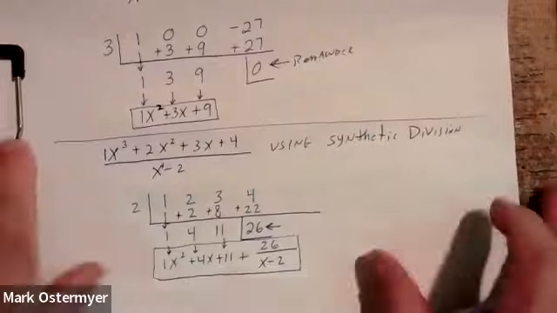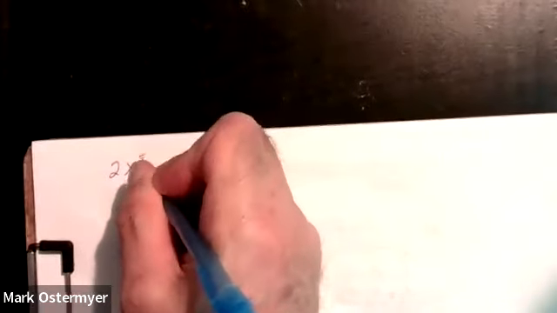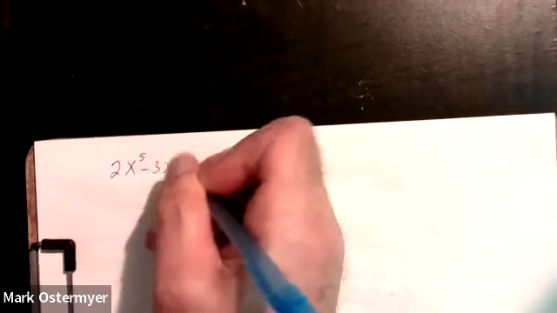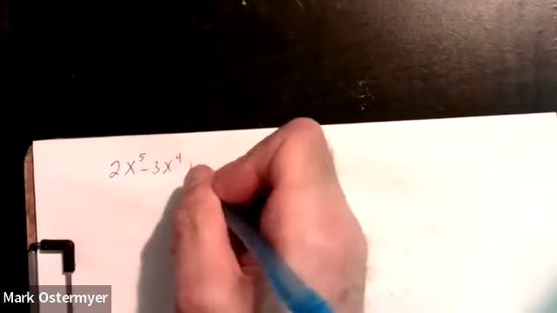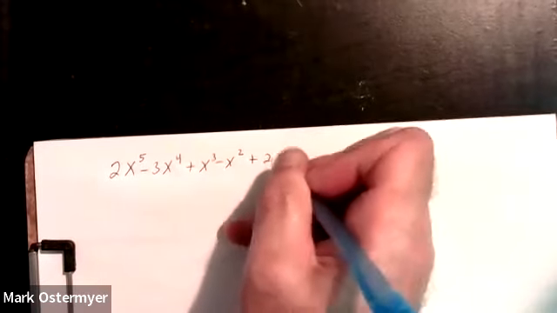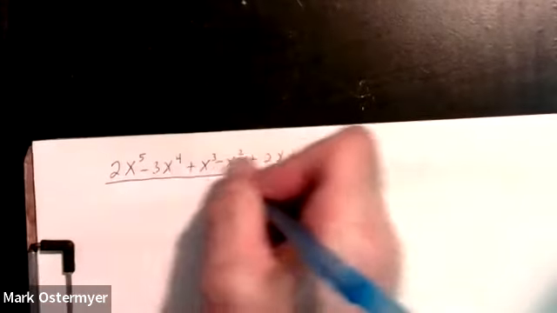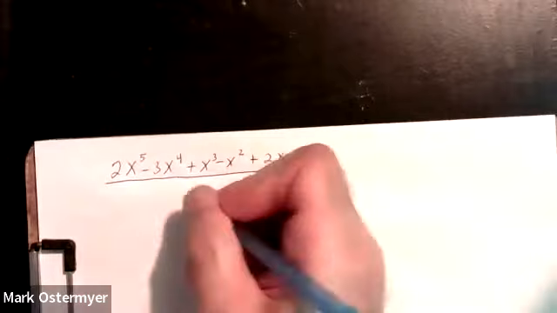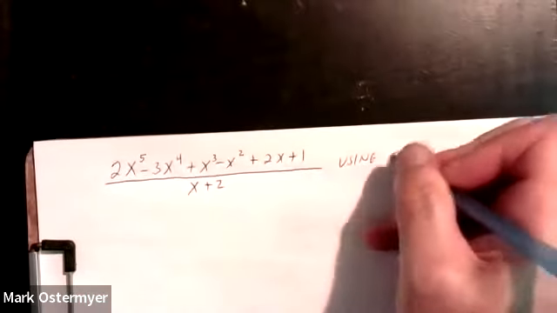All right, let's try another one. Let's take this long polynomial here: 2x to the fifth minus 3x to the fourth plus x cubed minus x squared plus 2x plus 1. And we're going to divide this huge polynomial by x plus 2 using synthetic division.